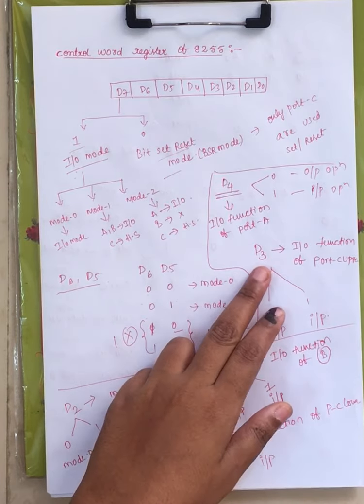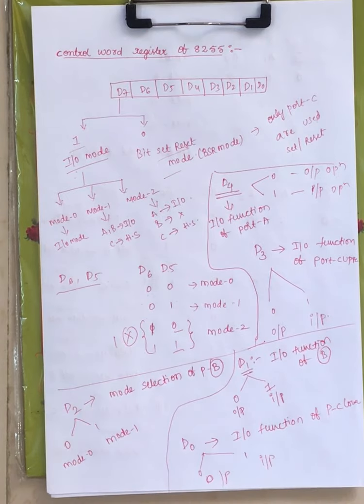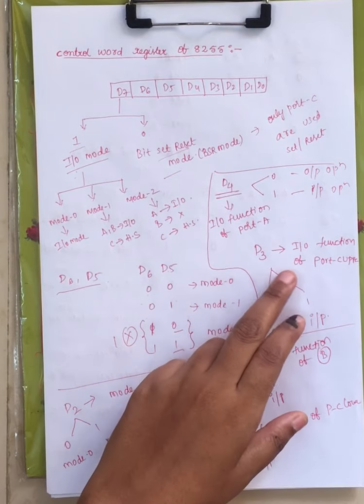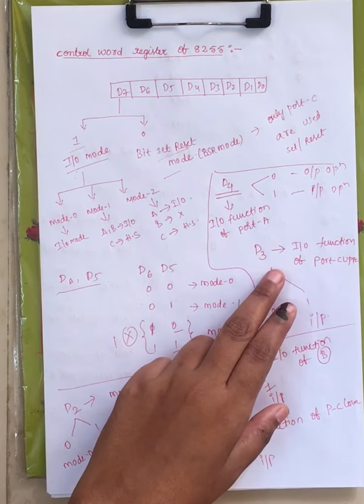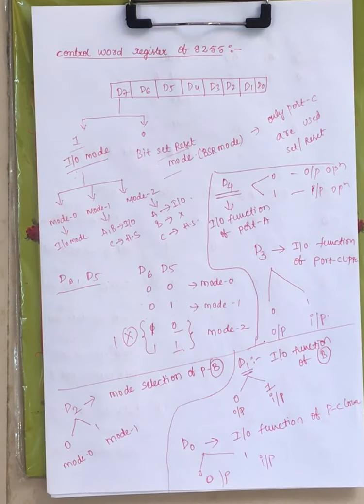Now coming to D3, this will specify the input or output function of the port C upper IO lines, right? Port C is divided into 2 parts: port C upper and port C lower, right? Now port C upper IO function is defined by the D3 bit. For logic 1, it indicates port C upper is operating as input. For logic 0, it indicates port C upper is under output operation, right?